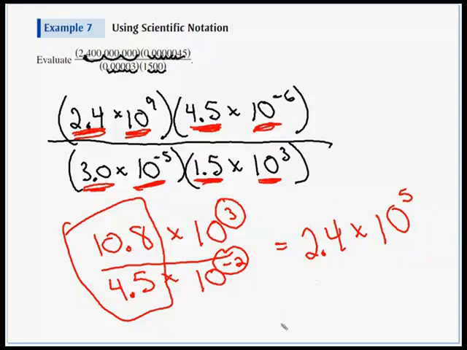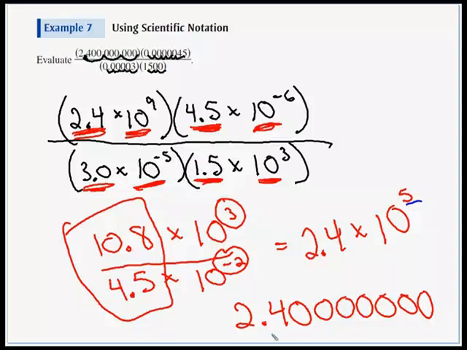And if we want to rewrite it without exponential notation, we have our 2.4, and we're going to need a bunch of zeros after it. And we would move that decimal 5 spots. 1, 2, 3, 4, 5. So that is, what, 240,000.